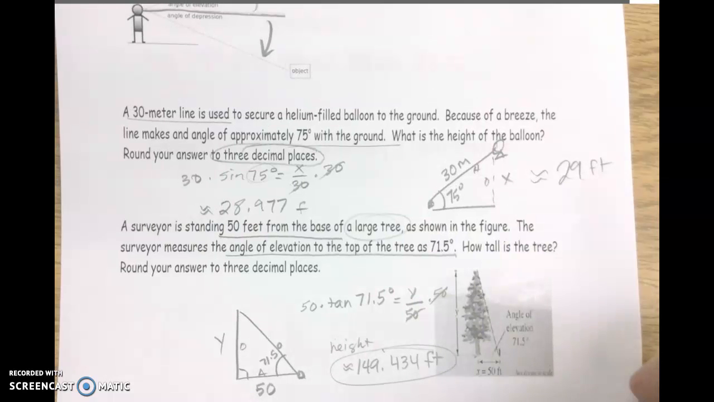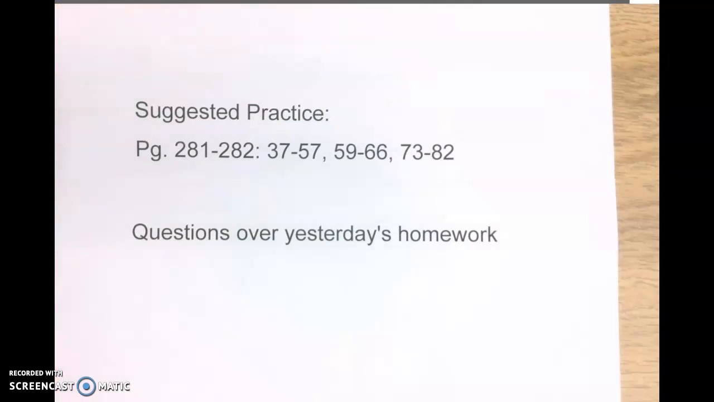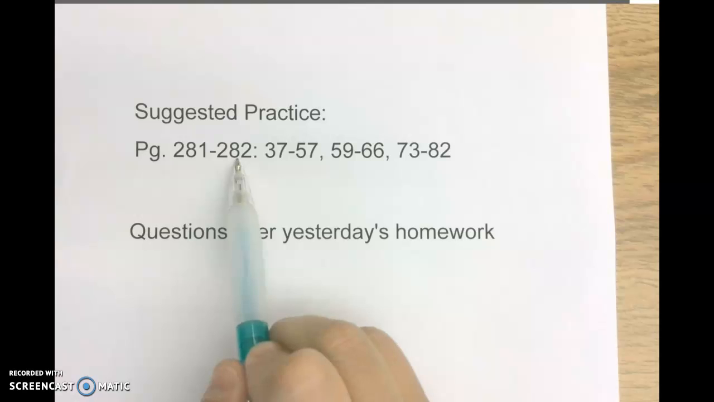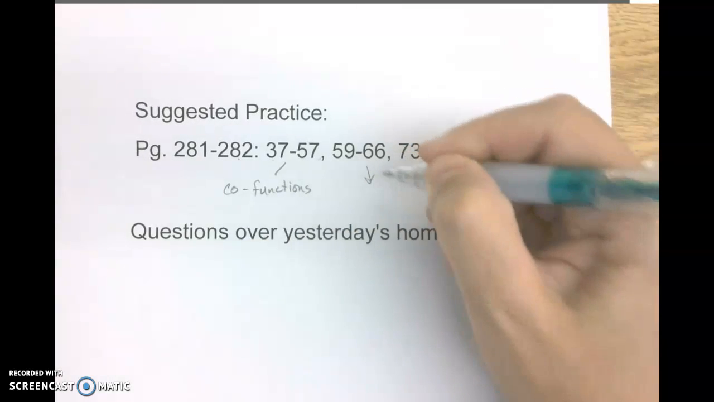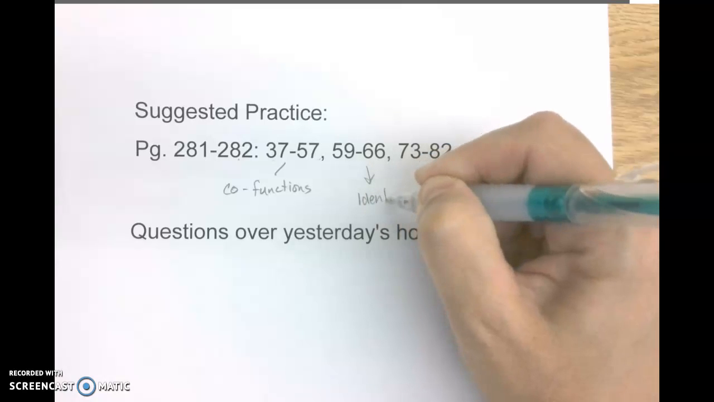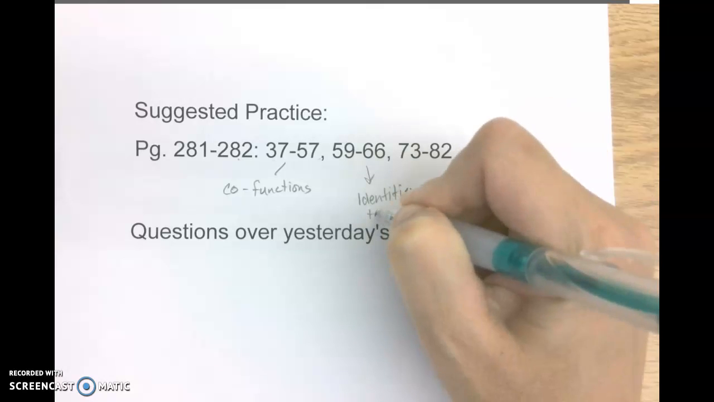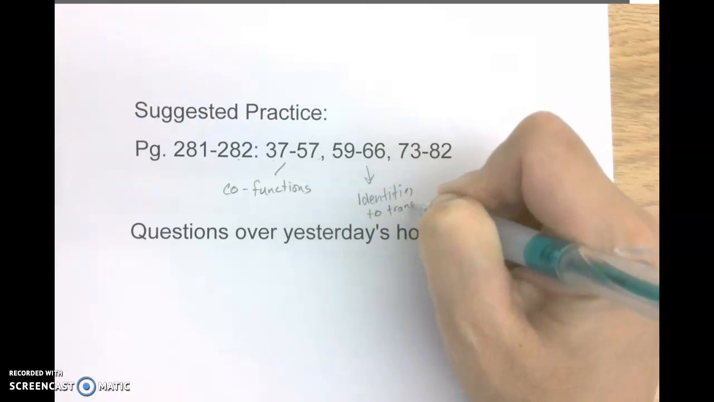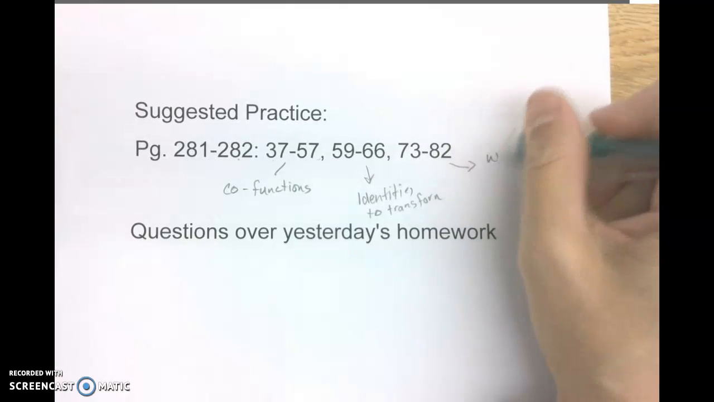There's a few of those for practice tonight. Okay, so your practice is page 281 to 282, 37 through 57. That's going to be looking at those cofunctions. Okay, 59 through 66 is going to be using the identities to transform. And 73 through 82 is going to be some word problems.